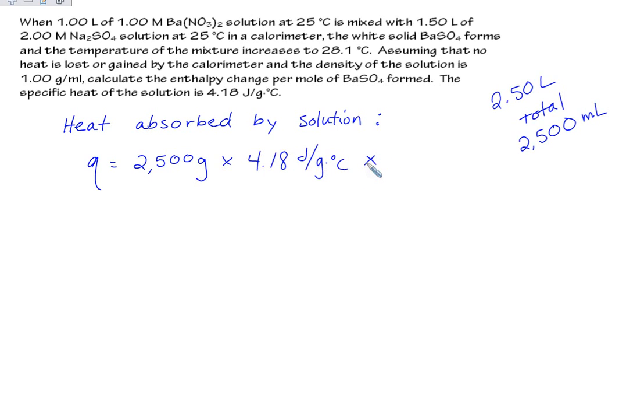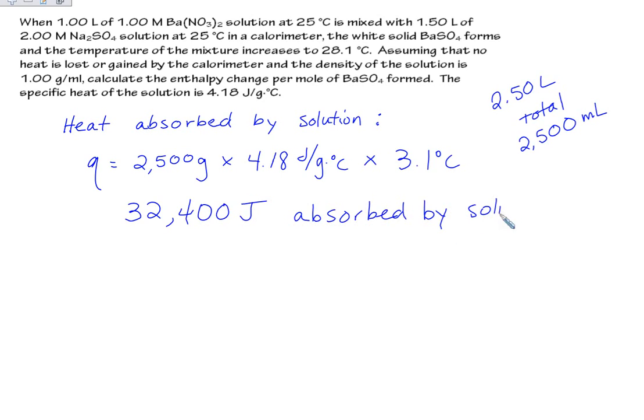And then the temperature change. We're ending at 28.1 and we started at 25. So how about a 3.1 degree temperature change? Final minus initial. So if we plug this in our calculator, and I don't know, maybe 2 or 3 sig figs, we could say this is maybe like 32,400 joules absorbed by the solution. Well, that also is the amount of energy released by the reaction. For the reaction, it's exothermic. We'd say it's negative 32,400 joules.